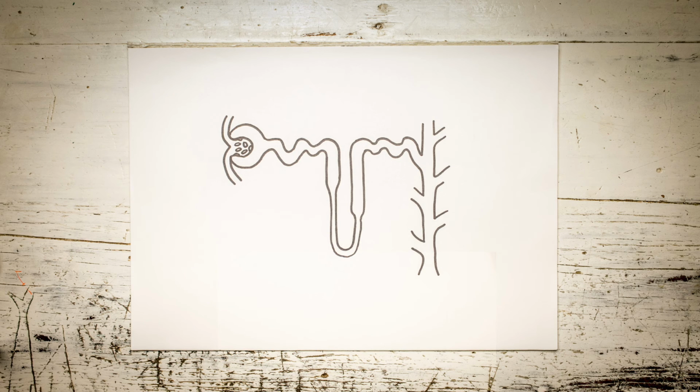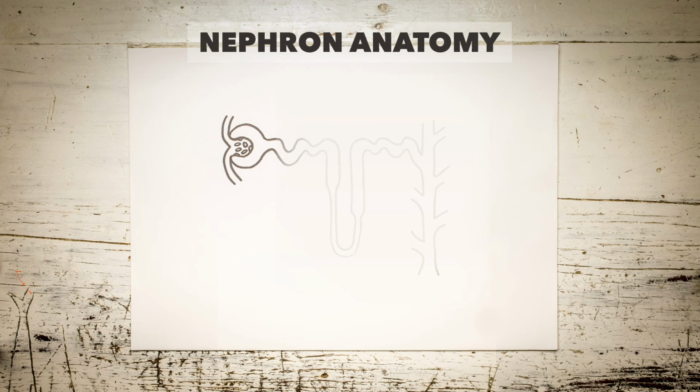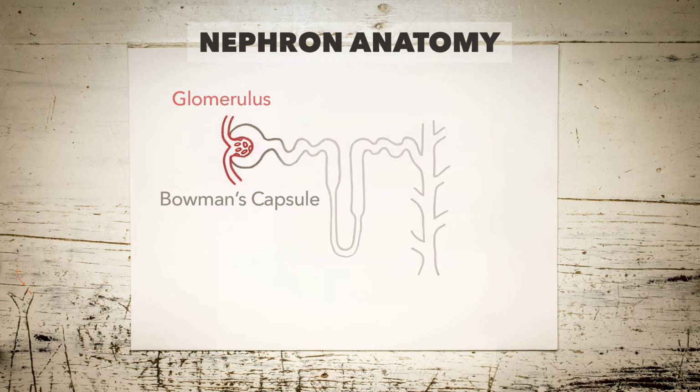Firstly, let's get familiar with the anatomy of the nephron. There are two parts of a kidney nephron, the renal corpuscle and the renal tubule. The renal corpuscle is the part of the kidney nephron in which blood gets filtered. The renal corpuscle of each kidney nephron has two parts. There are the glomerulus, which is a network of capillaries, and the Bowman's capsule, also known as the glomerular capsule, which is the double-walled epithelial cup within which the glomerulus is contained.